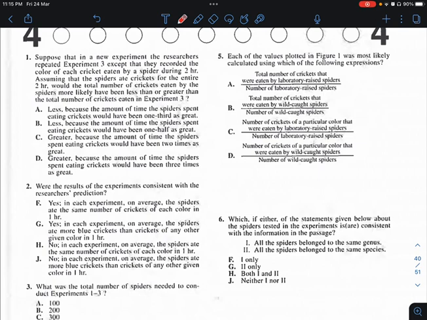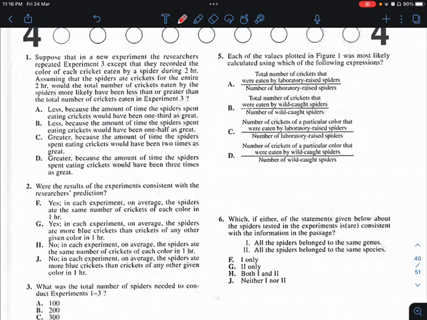A, total number of crickets that were eaten by laboratory-raised spiders over number of laboratory-raised spiders, or B, total number of crickets that were eaten by wild-caught spiders over number of wild-caught spiders, or C, number of crickets of a particular color that were eaten by laboratory-raised spiders over number of laboratory-raised spiders, or D, number of crickets of a particular color that were eaten by wild-caught spiders over number of wild-caught spiders.